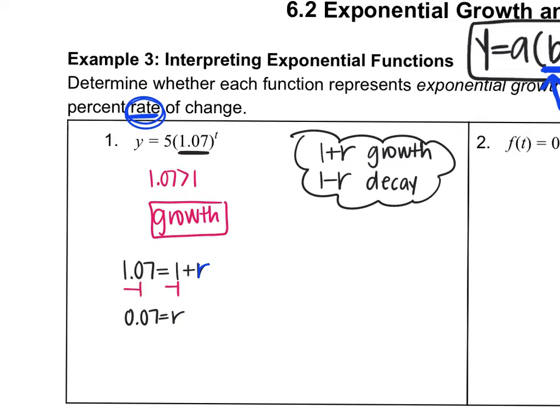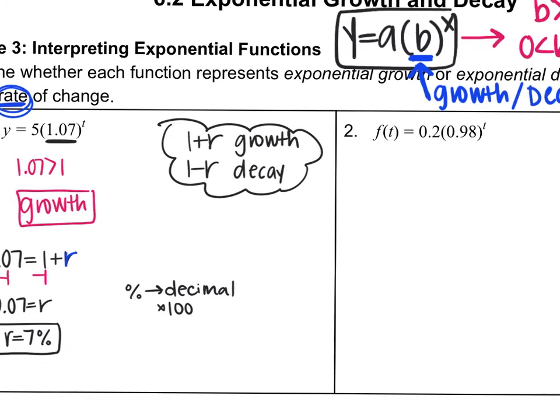I have solved for r, but I want the percent rate of change to go from a decimal to a percent. You're going to multiply by 100. So r is 7%. So same thing, let's try the next one.